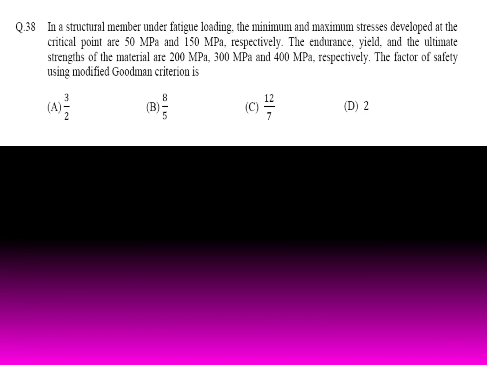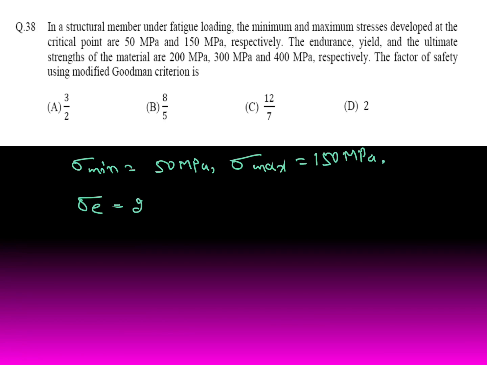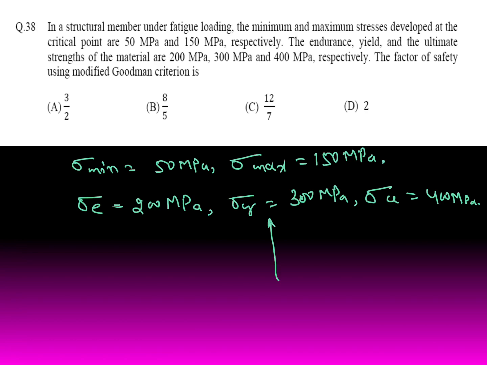So your data given are maximum and minimum stress. Sigma minimum is 50 megapascal. Sigma maximum is 150 megapascal. Then sigma E, the endurance strength, is 200 megapascal. Then yield stress sigma Y is 300 megapascal. Then ultimate strength is 400 megapascal. We have to use the modified Goodman criterion. So sigma V versus sigma mean. Modified Goodman means here it's sigma E, this side sigma U. For modified Goodman, we have to find the factor of safety.